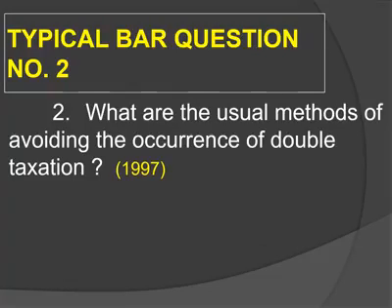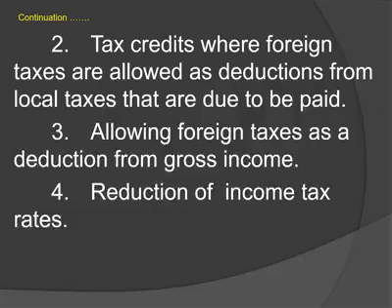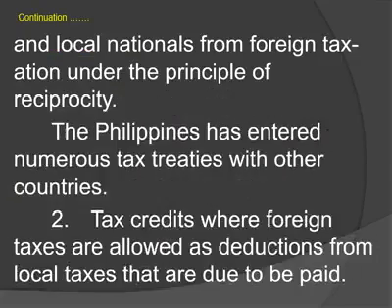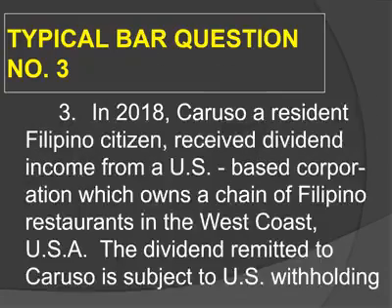Now, this is nothing more than an enumeration. What are the usual methods of avoiding the occurrence of double taxation? And as usual, 5% or less and more than 5%. And then you have question number 3.